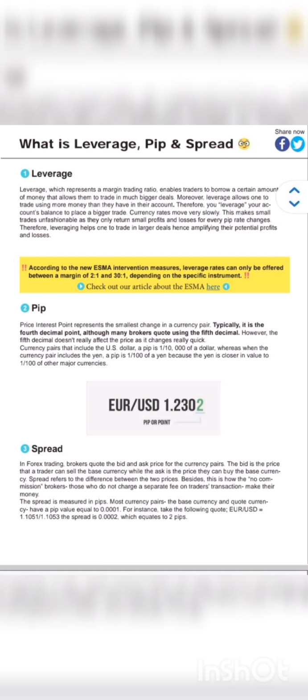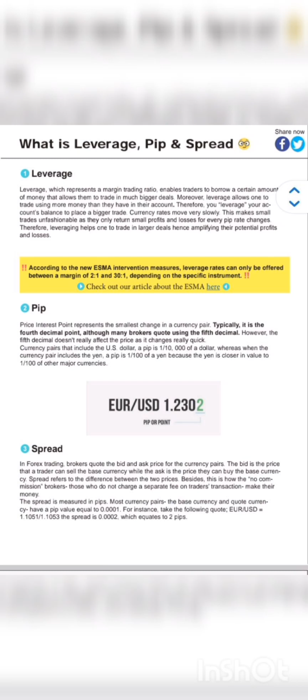So a PIP, which is a price interest point, represents the small change in a currency pair. Typically, it's the fourth decimal place, although many broker quotes use the fifth decimal place. However, the fifth doesn't really affect the price as it changes really quickly.